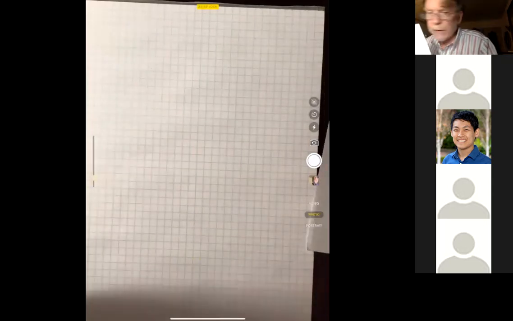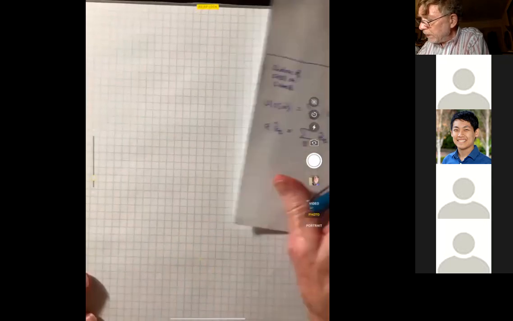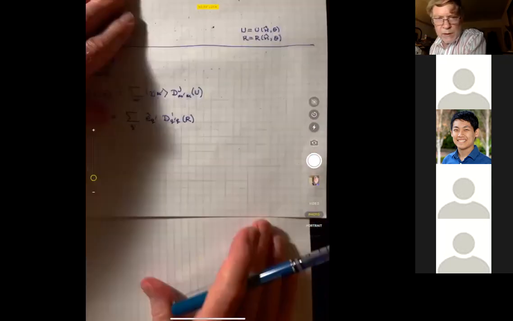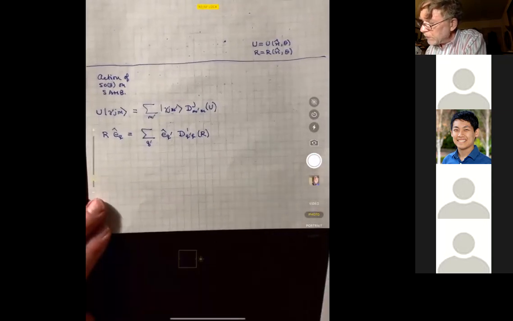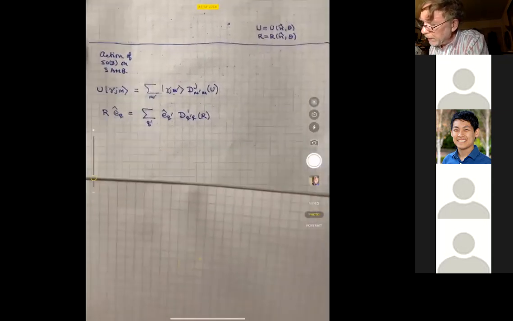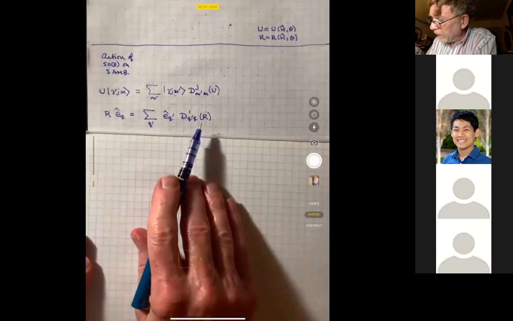Get rid of the pages I don't need anymore. And so here's the story. Let's do it this way. Let's get this on the screen. No, I want to save this page. Let me get it on a new piece of paper. I want to show you some consequences of this formula.